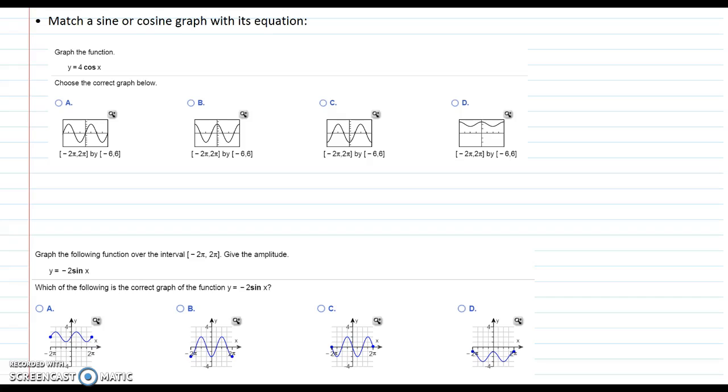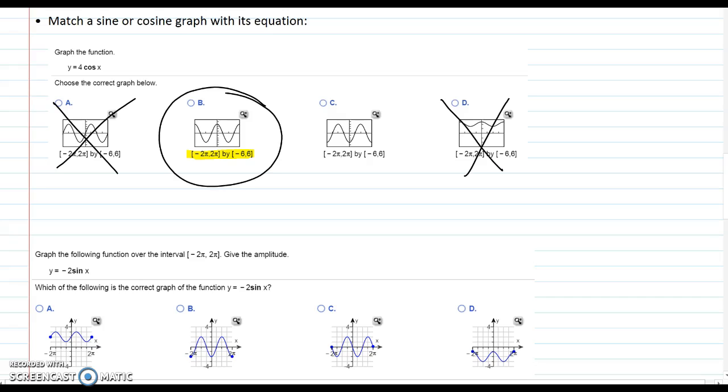For cosine x, each of these choices looks like a calculator screen. They even give you the window. That's what those numbers are in brackets right below. You are looking for the one that looks like a cosine curve, which means it does not go through the origin. So this one's out. It isn't shifted up or down. Instead, the amplitude is 4. So it's not shifted up. You're looking for the one that has an amplitude of 4 and looks like the bowl. Remember, cosine looks like the bowl. So you would choose choice B there.